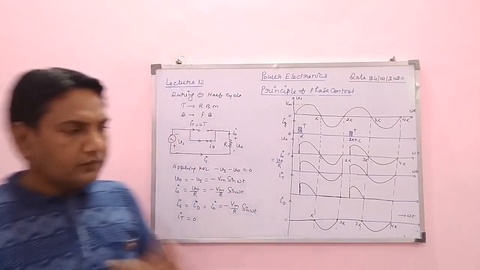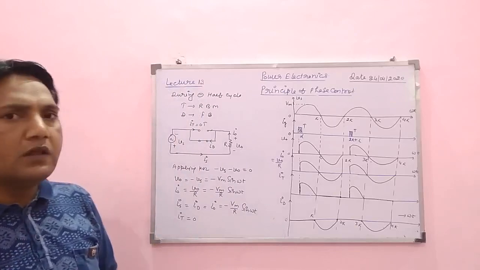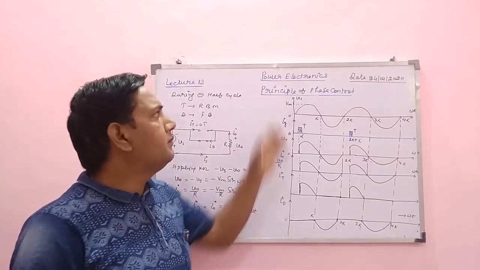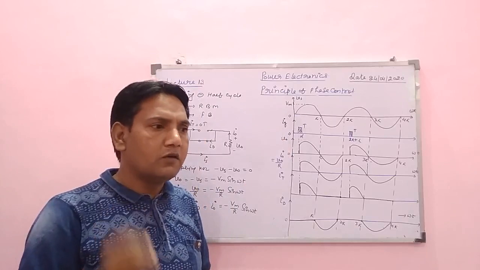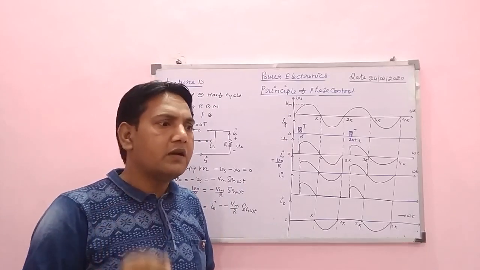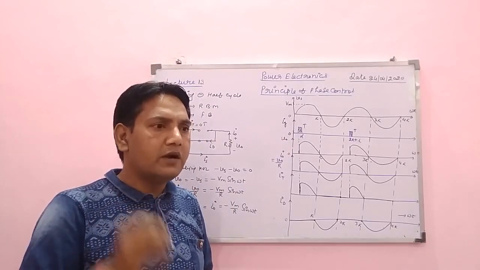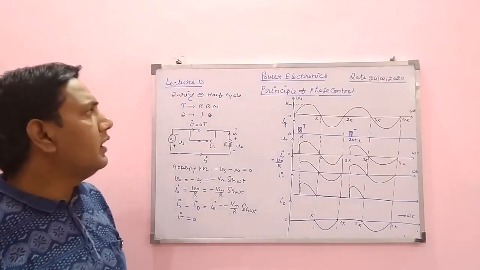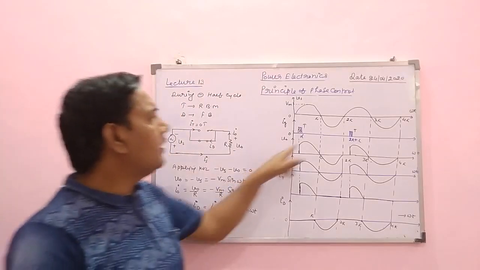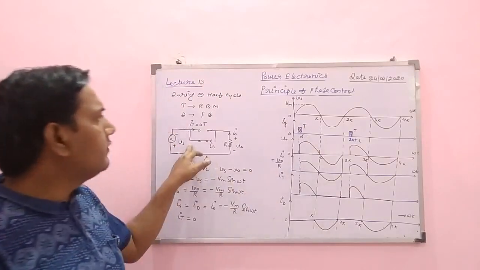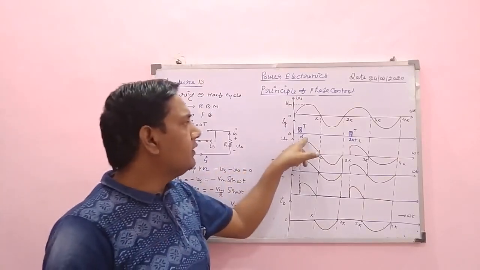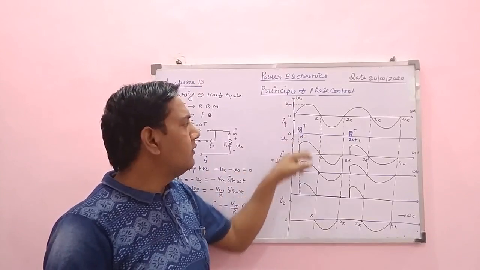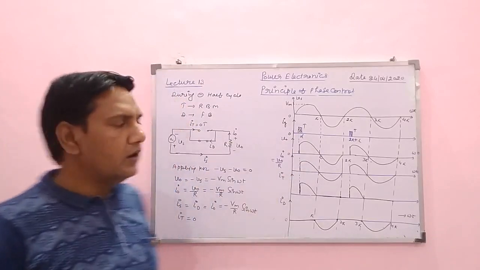The only difference between the on-off control and the phase control is that in case of on-off control, the thyristor T1 and T2 were triggered without any delay. Okay, but here we have considered a delay angle of alpha, meaning the thyristor is triggered after a fixed angle, that is called the delay angle or triggering angle.